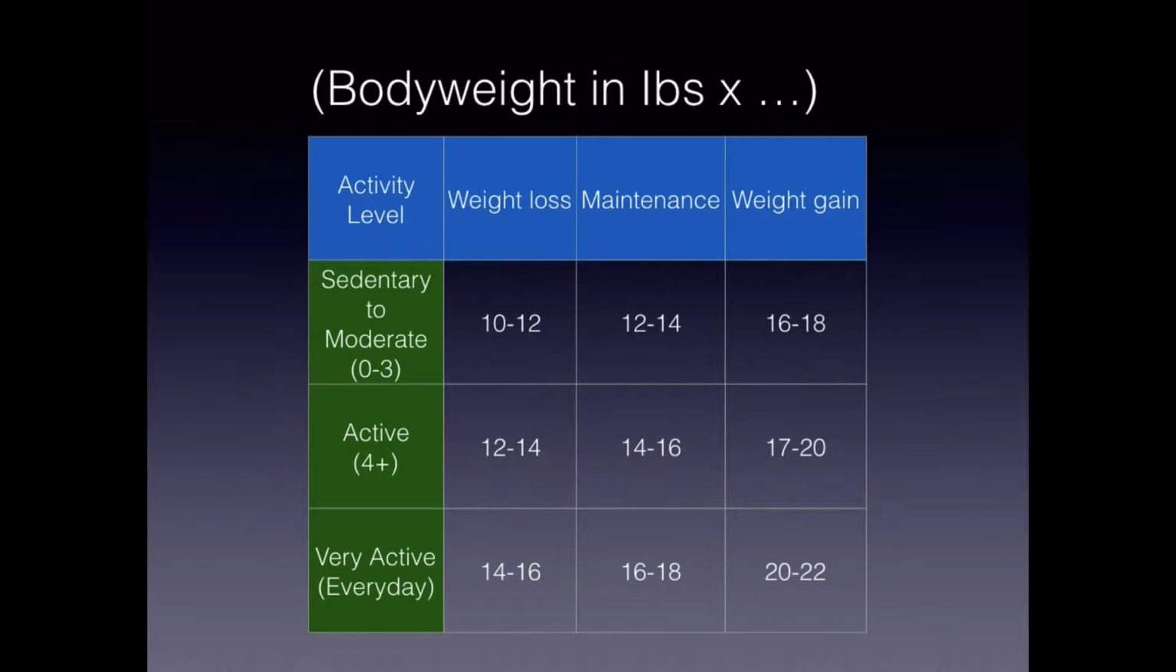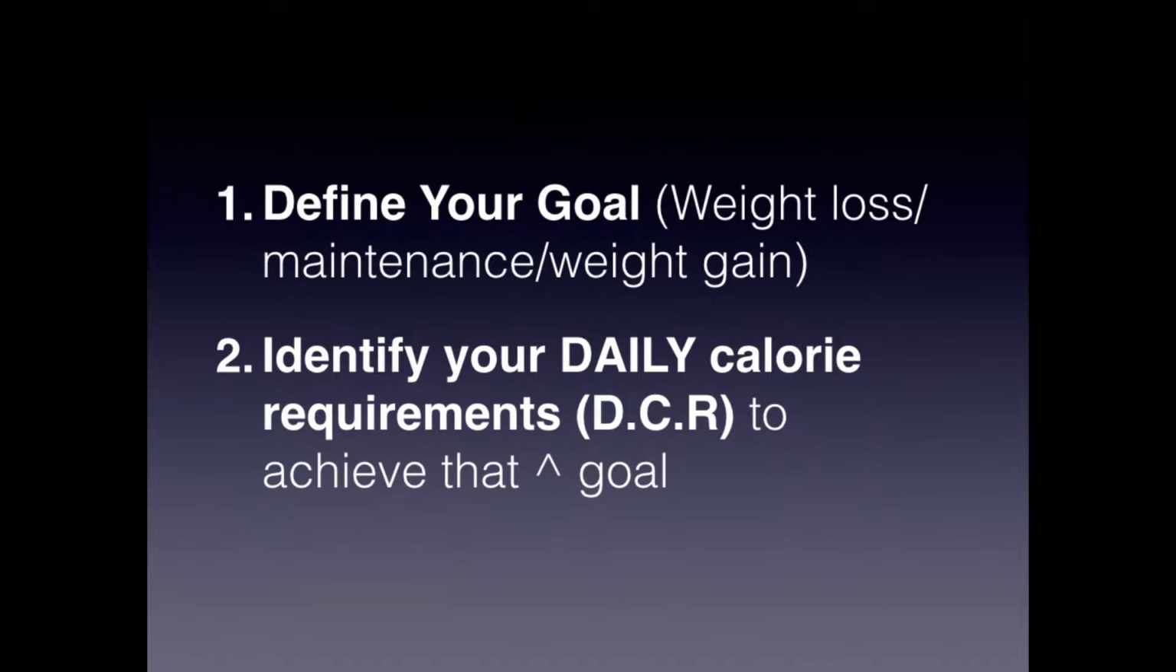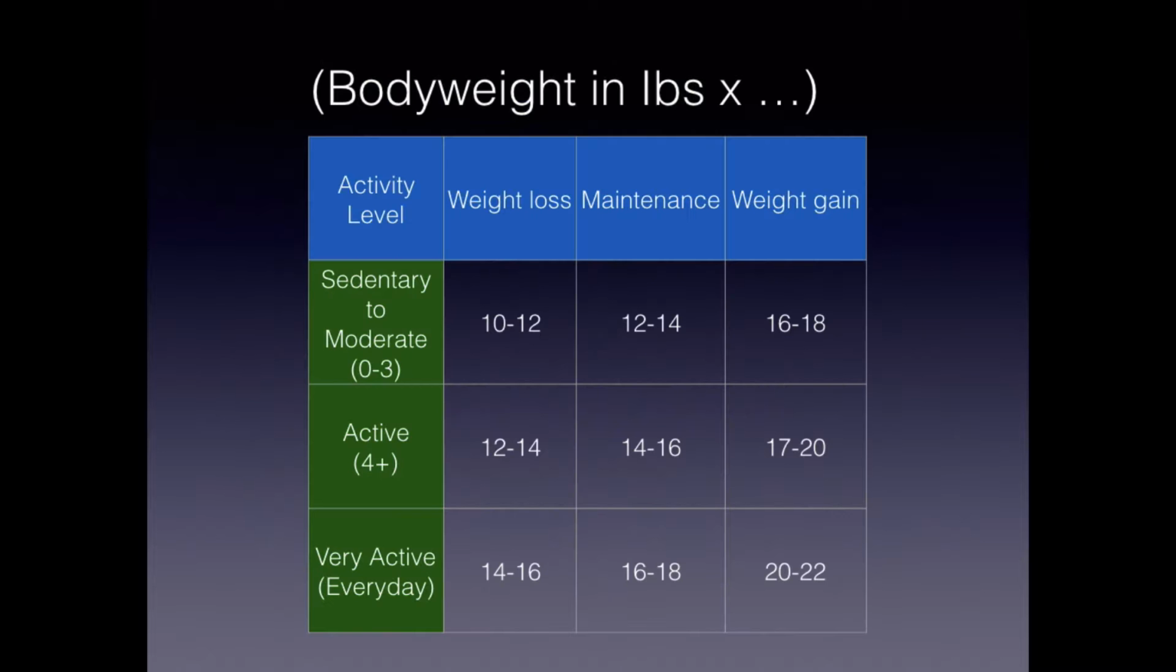Basically, I've fast forwarded here a little bit. If we go back to what this step is: to identify your daily calorie needs to achieve that goal. The way we do that is we times your body weight in pounds. If you don't know what that is, for starters, then just times your weight in kilograms by 2.2. So body weight in pounds times one of the numbers below in this graph.